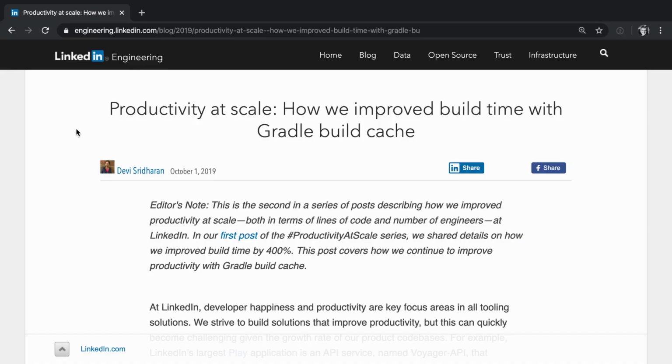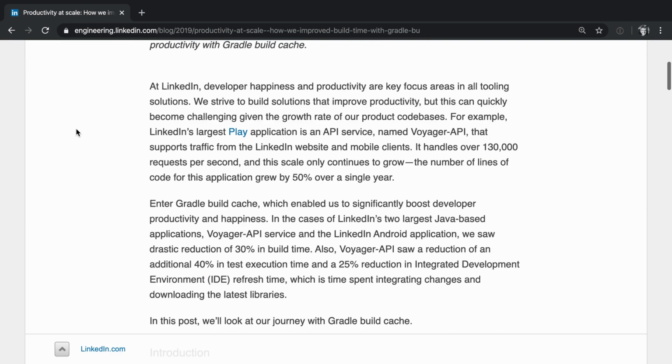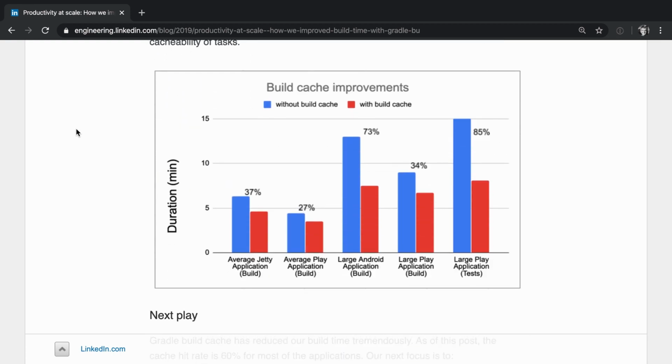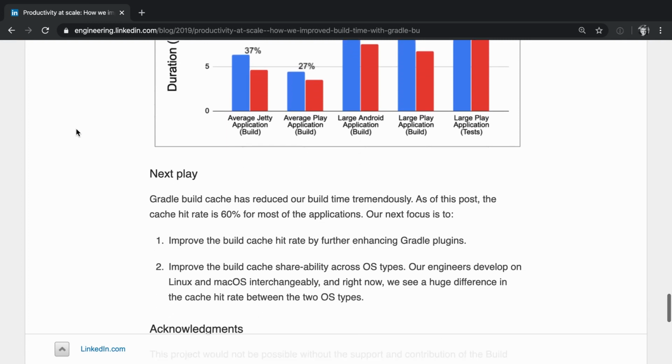One of our customers, LinkedIn, runs hundreds of thousands of builds every day. They wrote a blog post about the benefits they're getting from the build cache. Here's a chart showing the performance improvements. It is important to understand that you can improve the initial savings you get from caching significantly by optimizing the configuration of your build and also by improving the modularization of your code base.